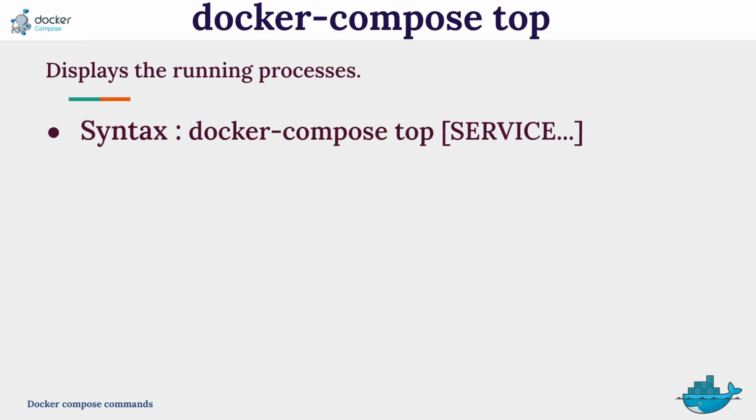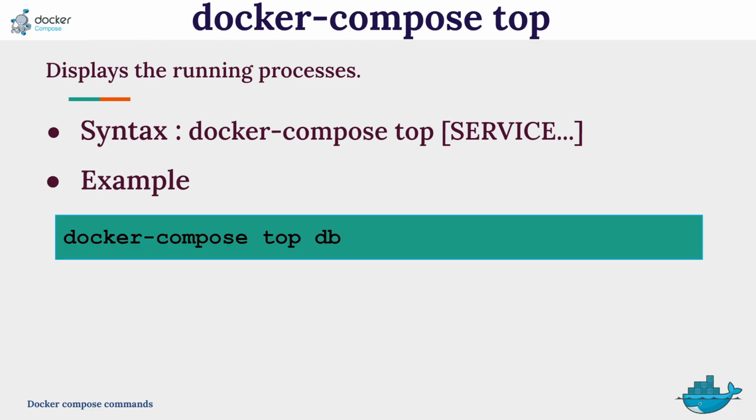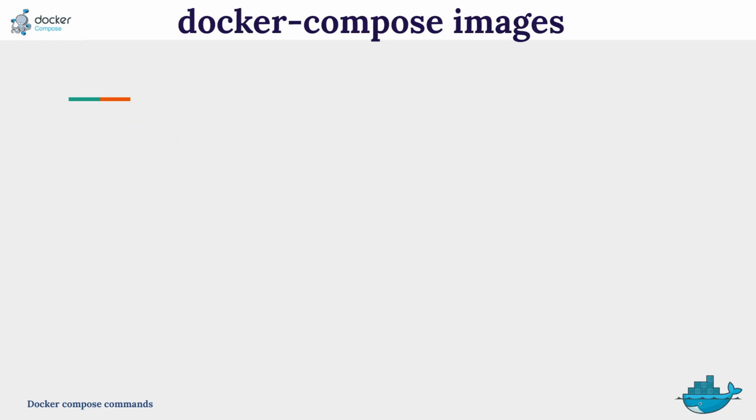Next command is docker compose top, which displays the running processes. Let's see the syntax. The usage of the docker compose top command starts with the docker compose top keyword, service, and lists processes running inside containers.